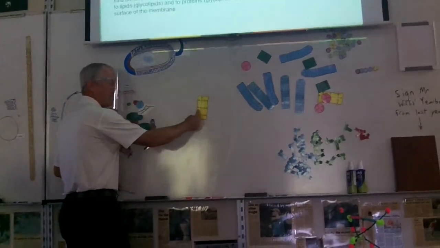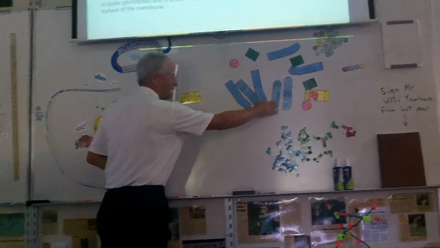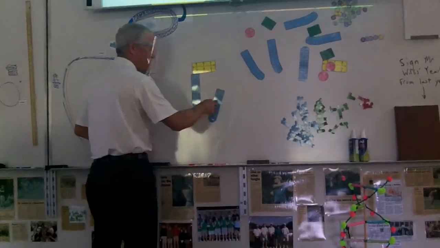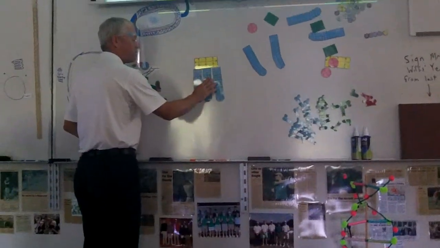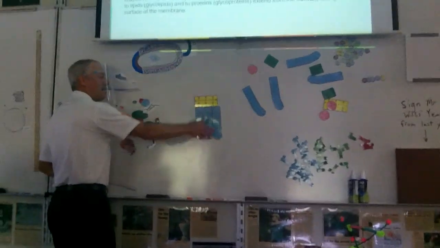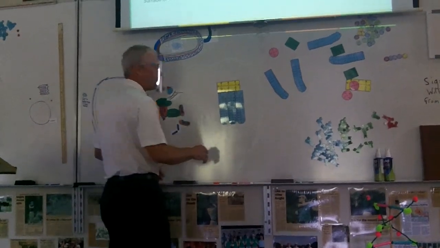What is that called? Glycerol. Yeah, glycerol. And what are these connected to it? Fatty acid chains. That's pretty much a normal fat right there. It's called a triglyceride. Isn't that a good name? 3 fatty acid chains.